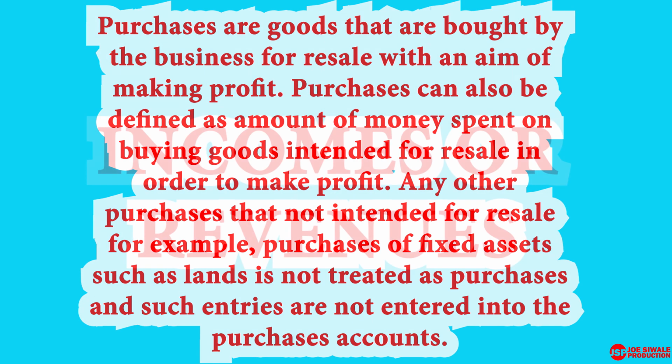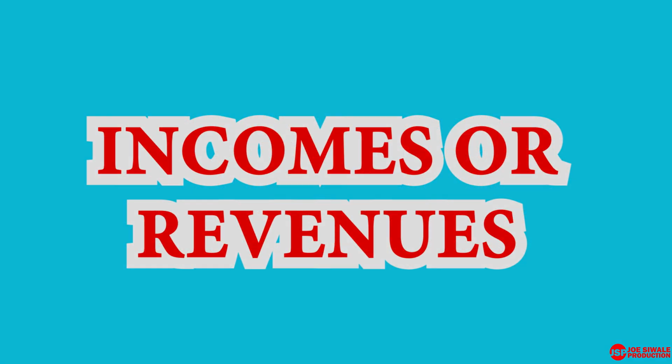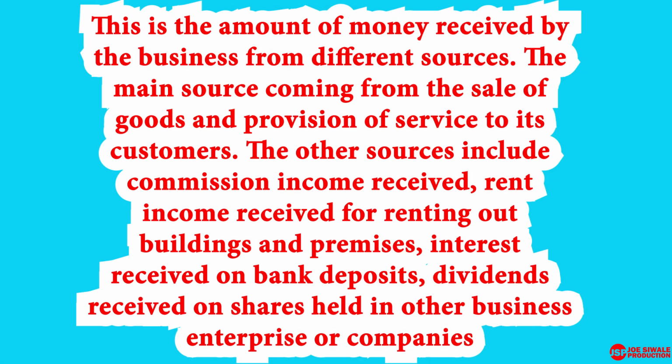So let us now look at income or revenues. This is the amount of money received by the business from different sources, the main source coming from the sale of goods and provision of service to its customers. The other sources include commission, rent, which is income received for renting out buildings and premises. Then we have interest received on bank deposits, dividend received on shares held in other businesses or companies.